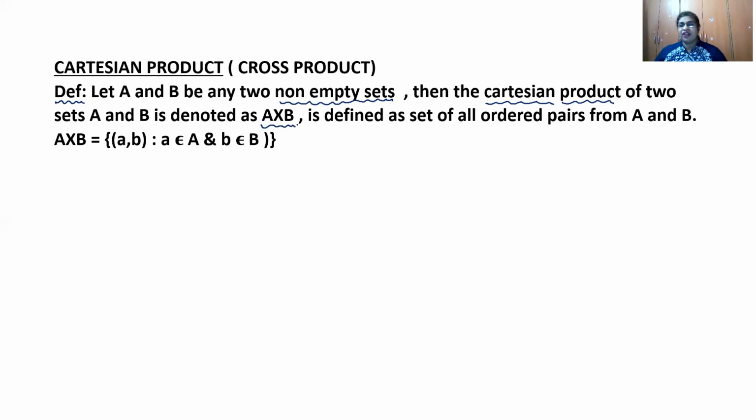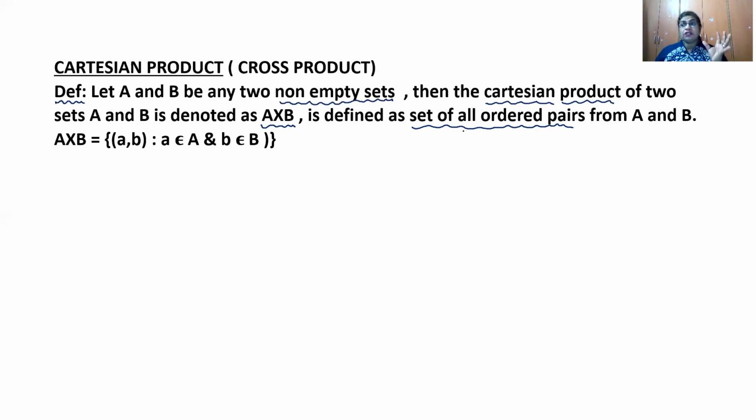And how is it defined? It is defined as the set of all ordered pairs. Why ordered pairs? We have two sets A and B, so whenever we find the cross product, we are writing the ordered pairs, the set of all ordered pairs from A and B.